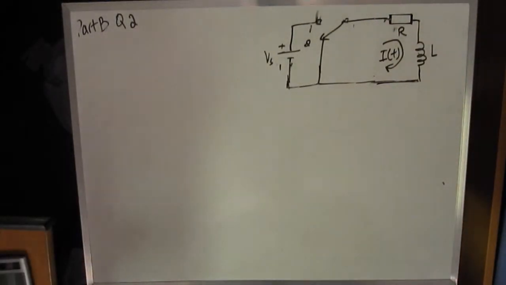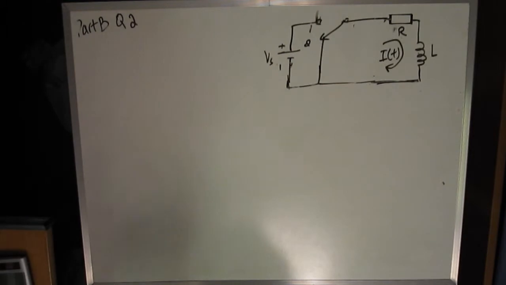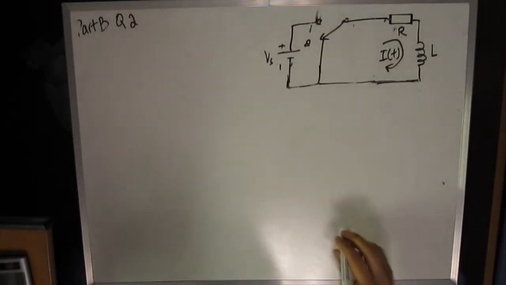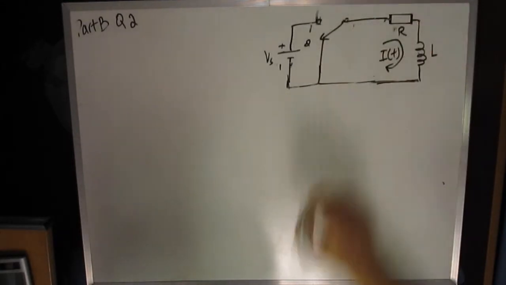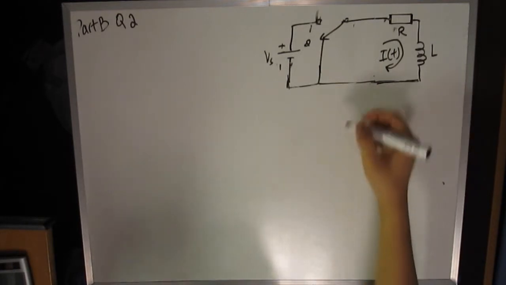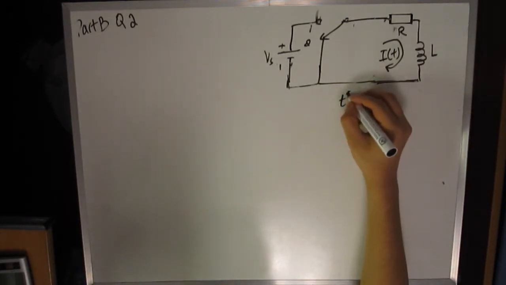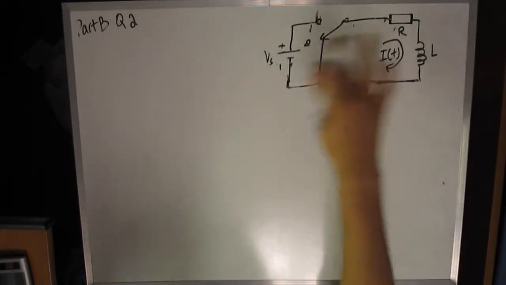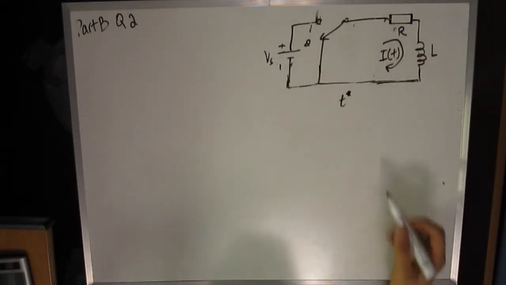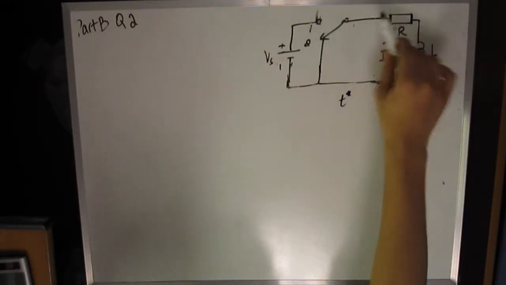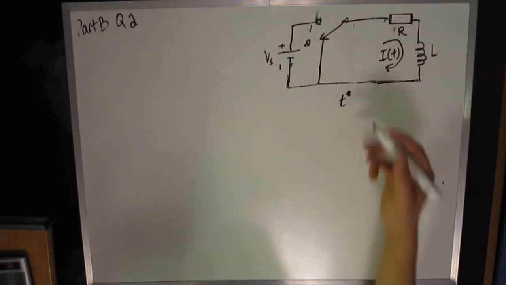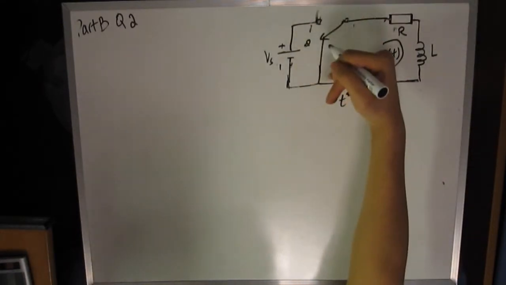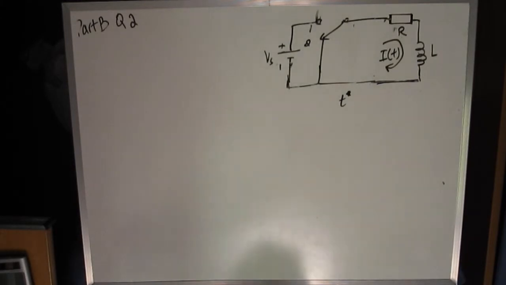So here we are with assignment 1, part B, question 2, part B, where basically what's happened is the switch was moved from switch 2 to switch 1 for an indefinite amount of time, such as T star, and the current actually stabilized. Then it was moved back to 2 in part B. So after the current was stabilized for a certain amount of time, T star, the switch was then moved to 2.